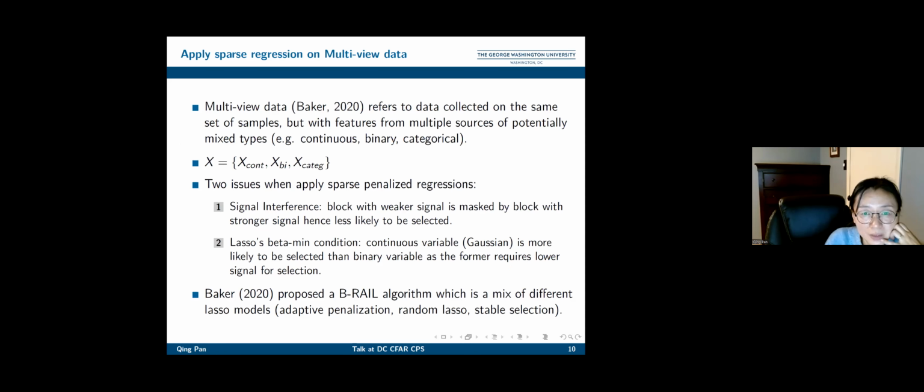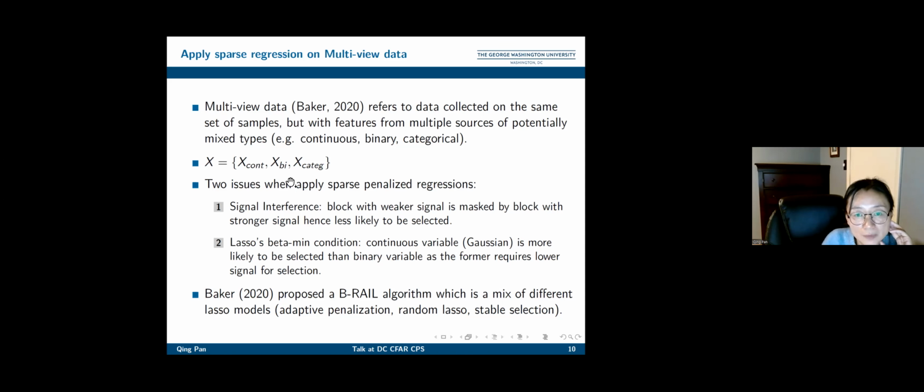So these are existing methods. However, there's this recent paper, I think it's in Annals of Applied Statistics. They discussed the problem of continuous, binary and categorical covariates, which is what we are targeting here. They called it multi-view data. Multi is just a fancy name. Basically, that means your covariates have different formats. Some are continuous, some are binary.